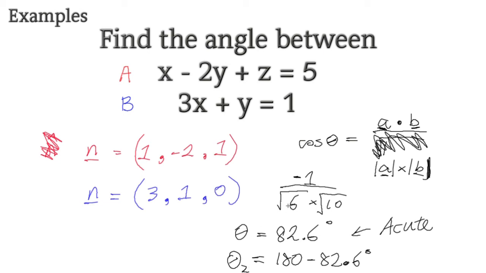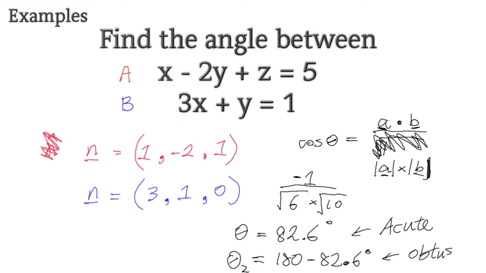I didn't actually calculate this, but let's say this is theta 2. So the obtuse angle will be in this form, and this always holds true if the normal vectors are in a different direction. Then it will either give you an acute or an obtuse angle.